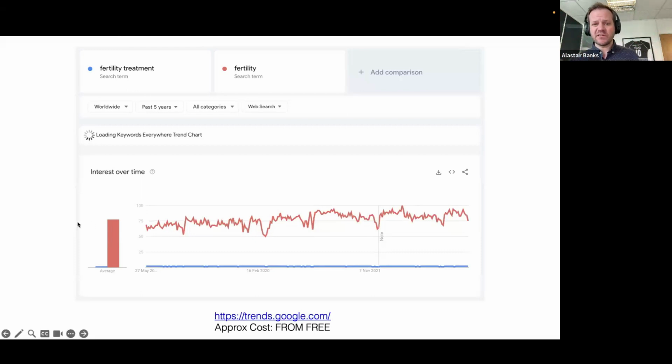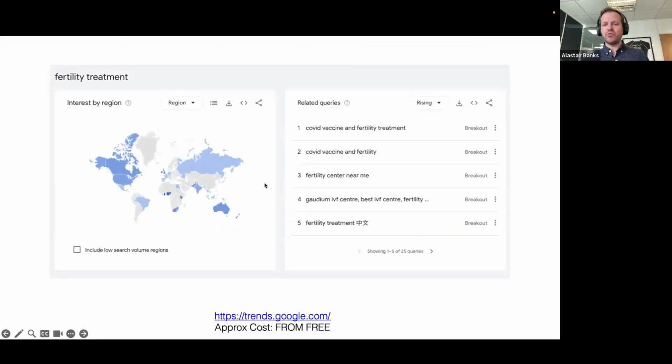And you can see here, interesting. Well, I suppose it's not particularly interesting in this example, but fertility trends at a much higher rate than fertility treatment. That goes without saying because it's more generic. But what I would say is more interesting is if I were to scroll down the page, you start to get information like this, which is really useful. On the right-hand side here, we can see what they class as related queries. I'm searching on the words fertility treatment, but it's telling me other related queries that have something to do with my phrase.